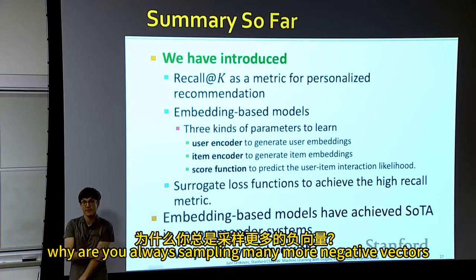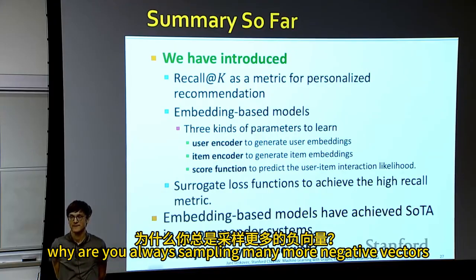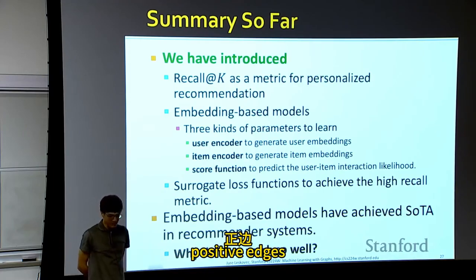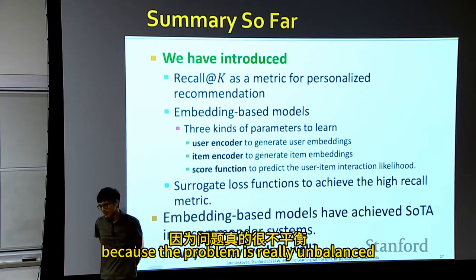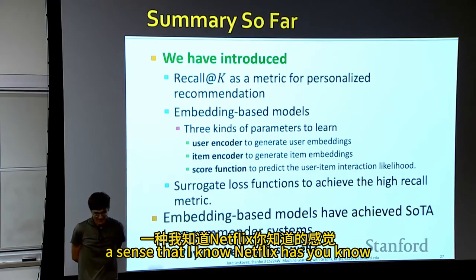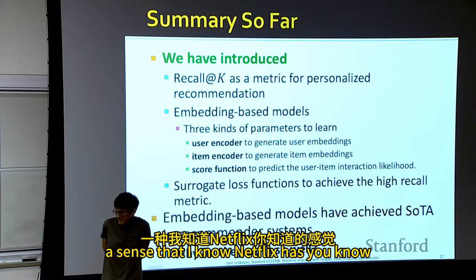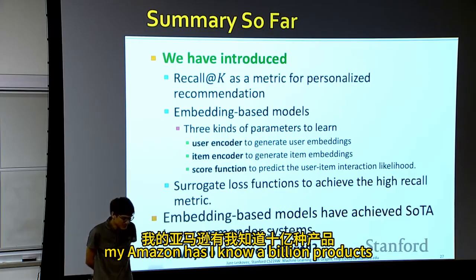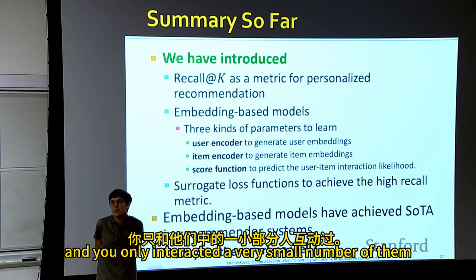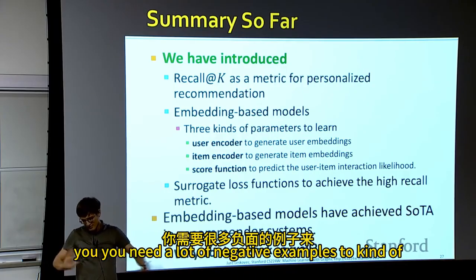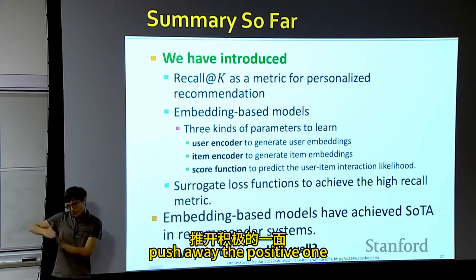Question? Why are you always sampling many more negative edges than positive? Why am I always sampling many more negative edges than positive edges? Because the problem is really imbalanced, right? I know Netflix has hundreds of thousands of movies. Amazon has 1 billion products, and you only interact with a very small number of them. So it's not 50-50. It's very tiny. So you need a lot of negative examples to push away the positive one.